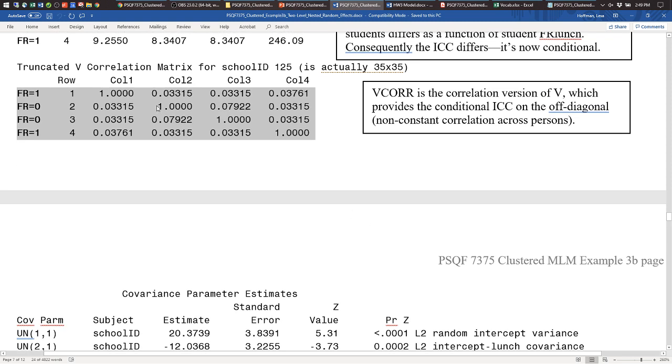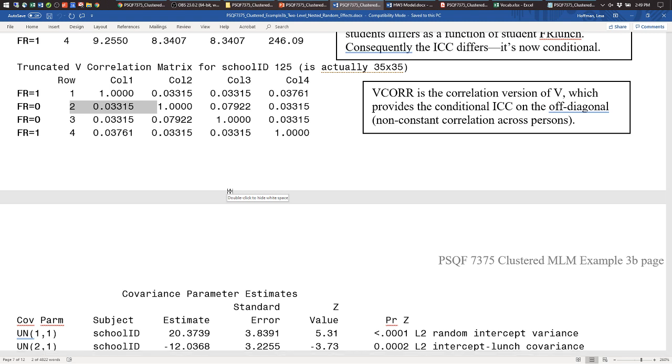Translating those covariances to correlations, there's only a couple numbers here. 0.03 is the expected correlation of a student who does get free lunch with one who doesn't. The correlation between two students who both get free lunch is this one. And the correlation between two students who don't get free lunch is that one.